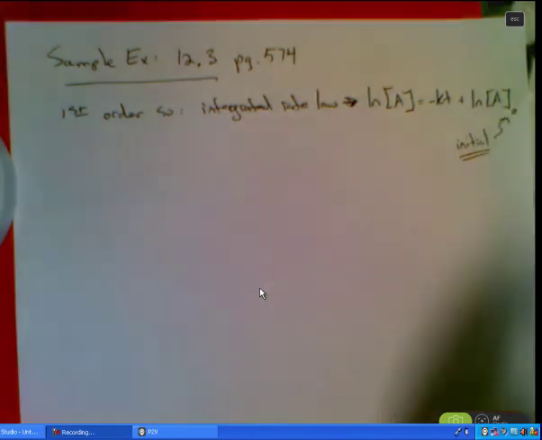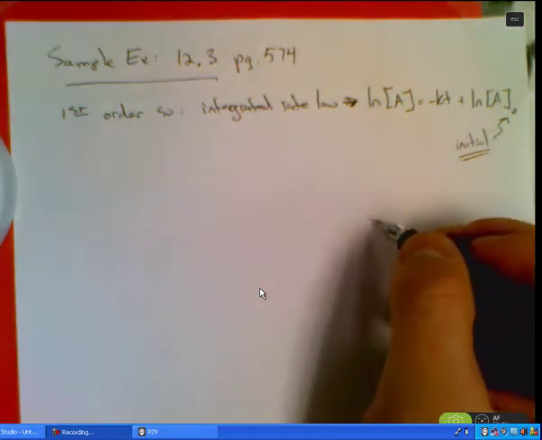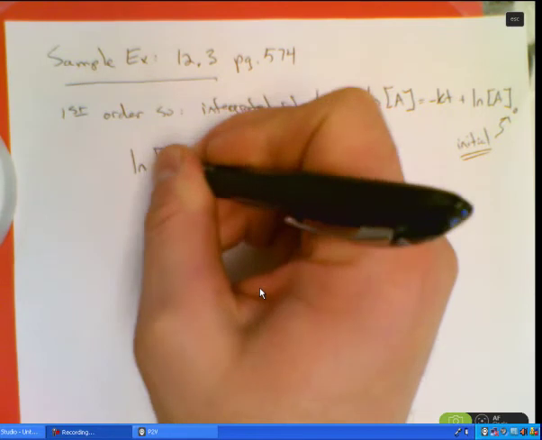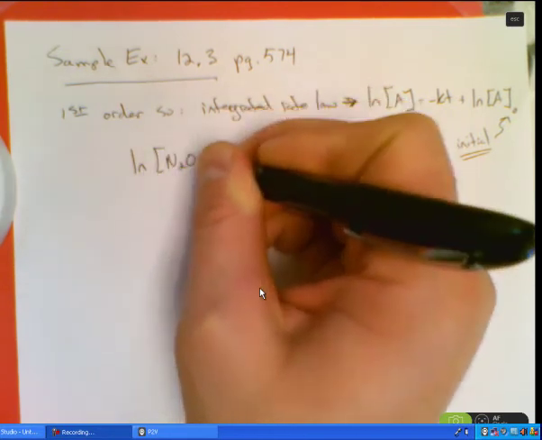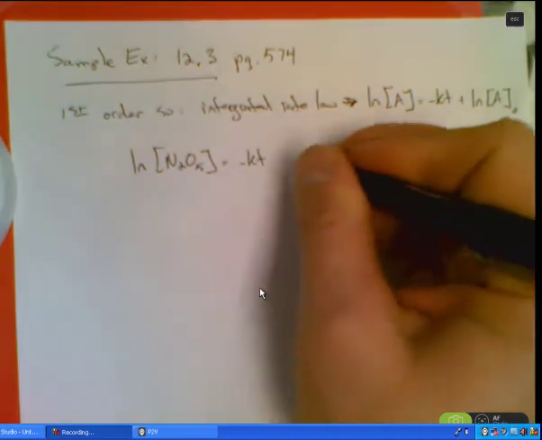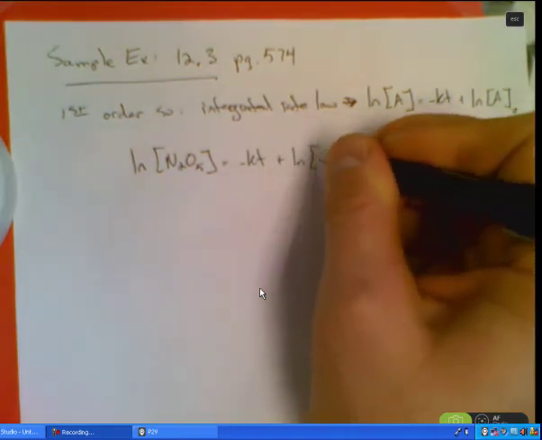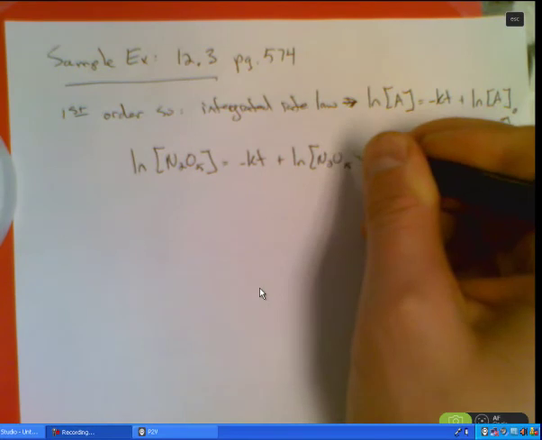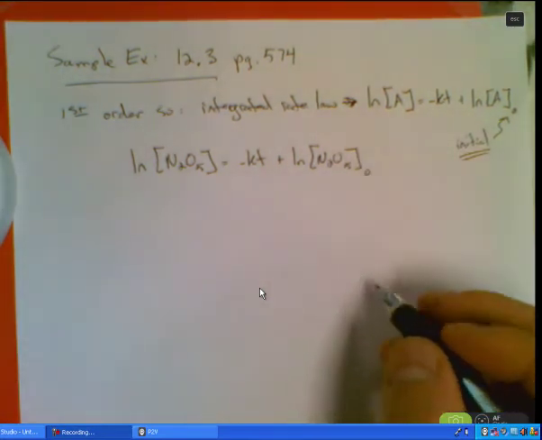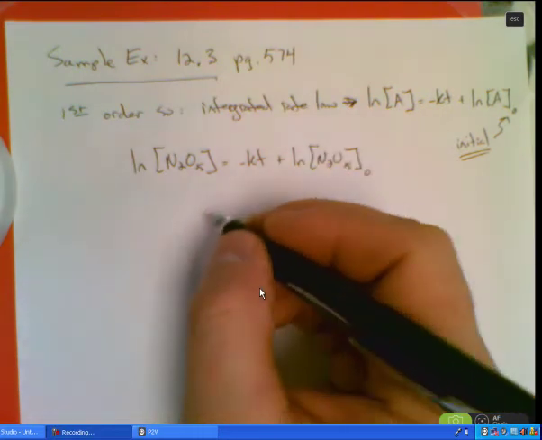All right. So I'm going to rewrite this for our own equation that we're working with. It just looks very similar. I'm just going to plug in N2O5 now. So the natural log of the concentration of N2O5 equals negative kt plus the natural log of the concentration of N2O5 initially. We know what we initially started with. Okay. So now I'm going to plug in data that I know.